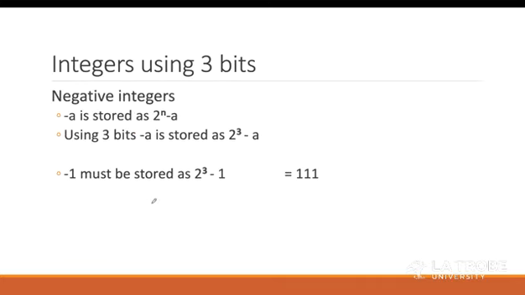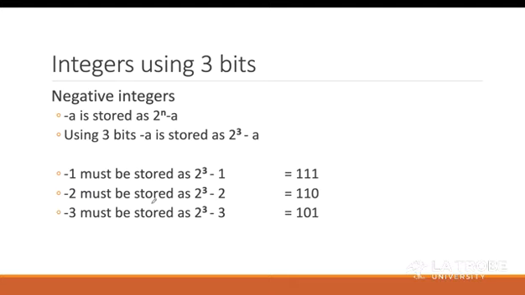Now for negative integers, as I mentioned, it stores the 2's complement of that number. So let's say if minus a is your negative integer, it gets stored as 2 raised to n minus a. So let's consider that we are using 3 bits, and minus a will be stored as 2 raised to 3 minus a, considering that it's of 3 bits. So this n will be replaced by 3 and a is your negative number that you want to store.